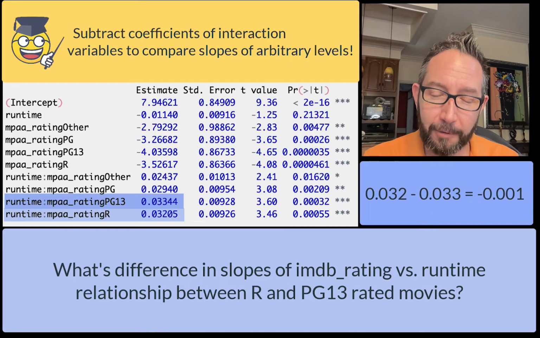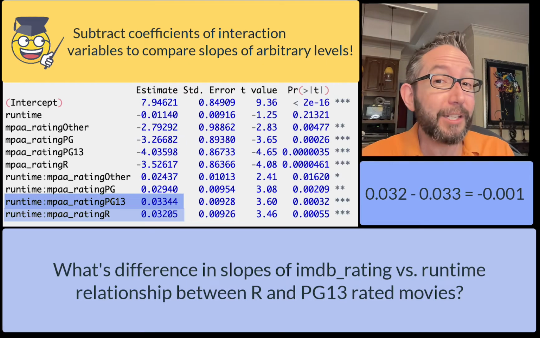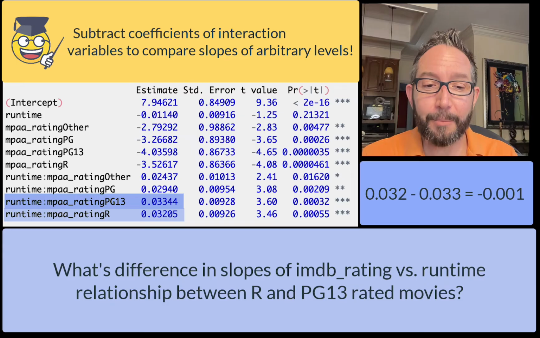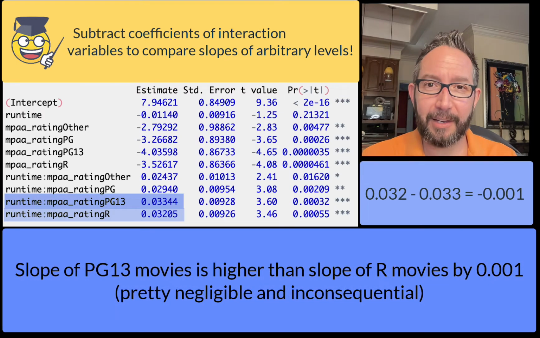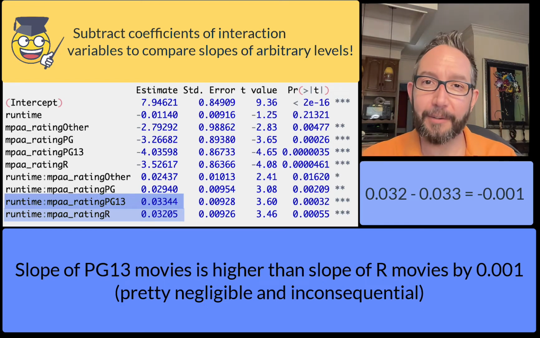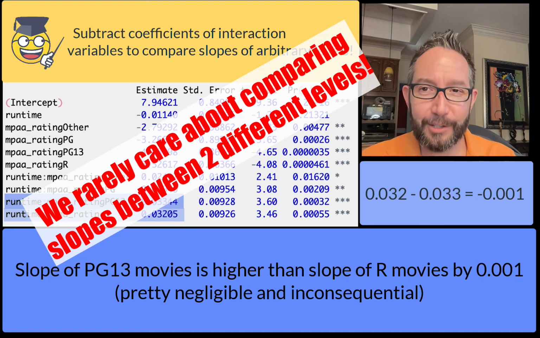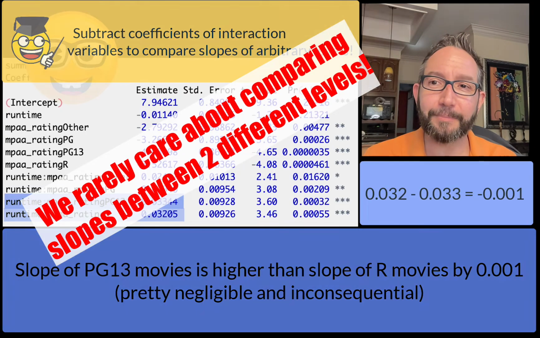The coefficient for rating R is 0.032, the coefficient for PG-13, 0.033, and when we subtract them, we actually get minus 0.001. So actually, the slope for those PG-13 movies, the highest of all of the different MPAA ratings, is a little bit higher than the slope for the R-rated movies. So if we're interested in comparing two arbitrary level slopes, just subtract the two coefficients and it'll get you there.